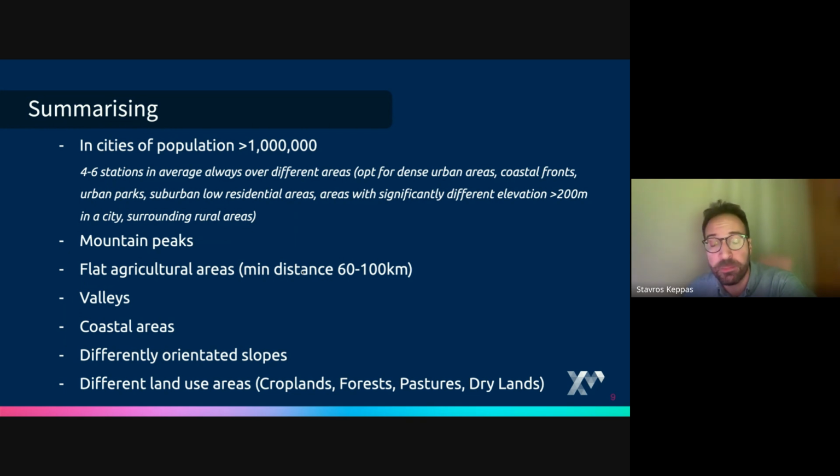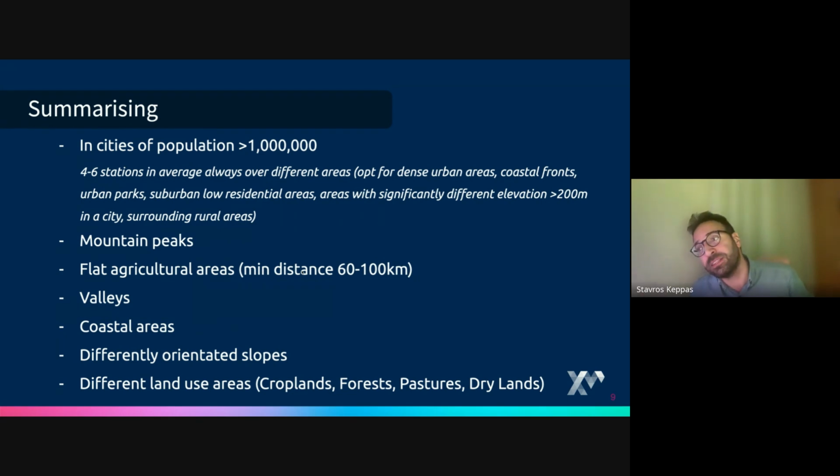Then it would be great if we had deployments over mountain peaks. I know that this is really difficult for many reasons. We need to have access to this area. Of course, when we maintain a station, we need to reach this area. So yeah, I totally understand that, but it would be great to have some stations over these remote areas that are not very commonly covered by any stations.